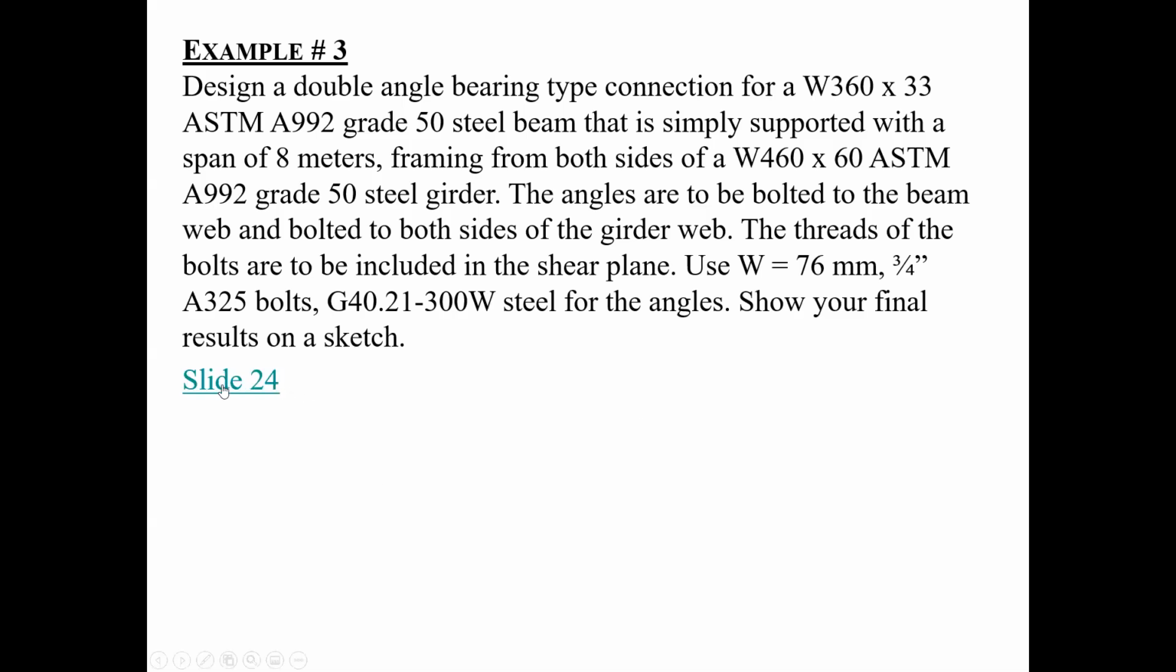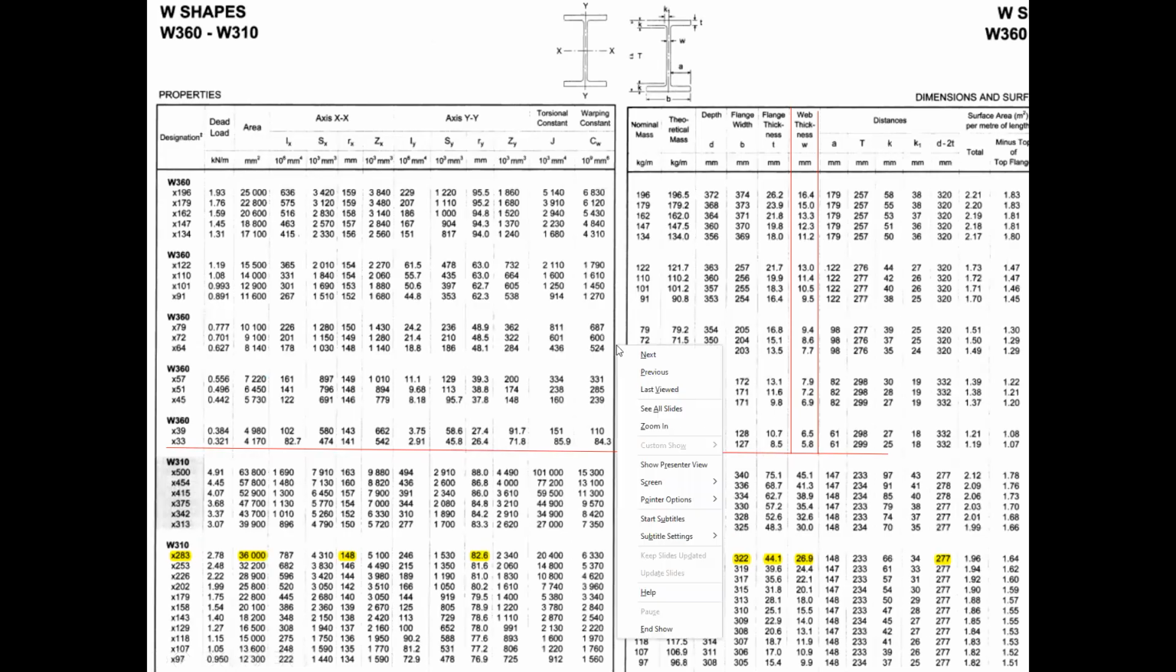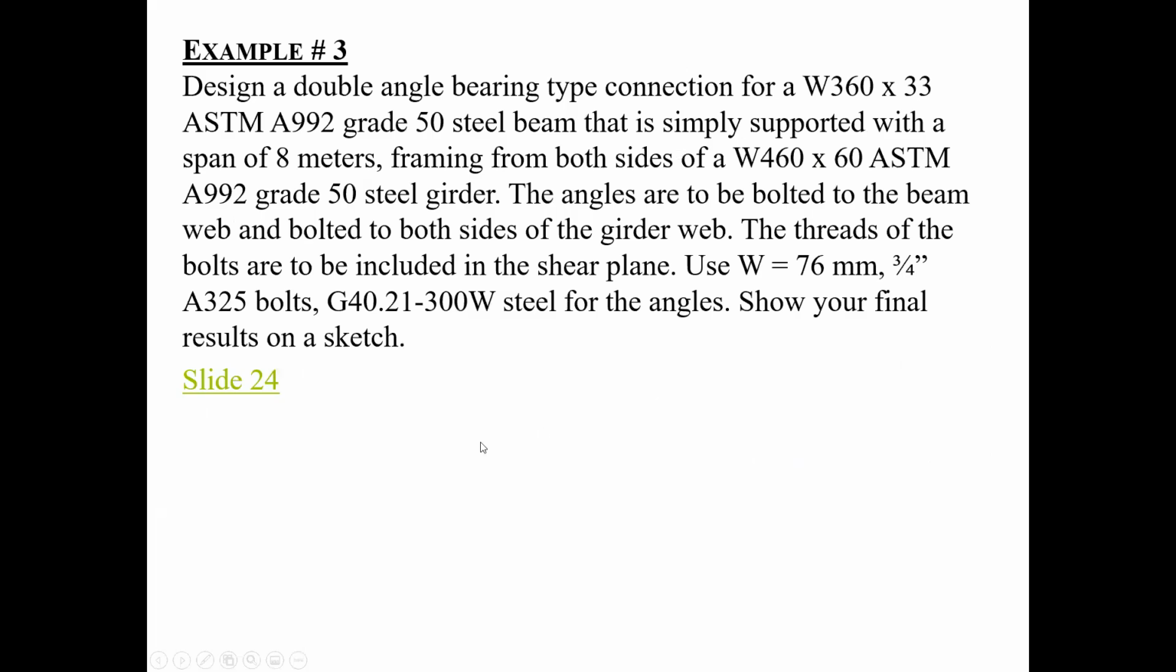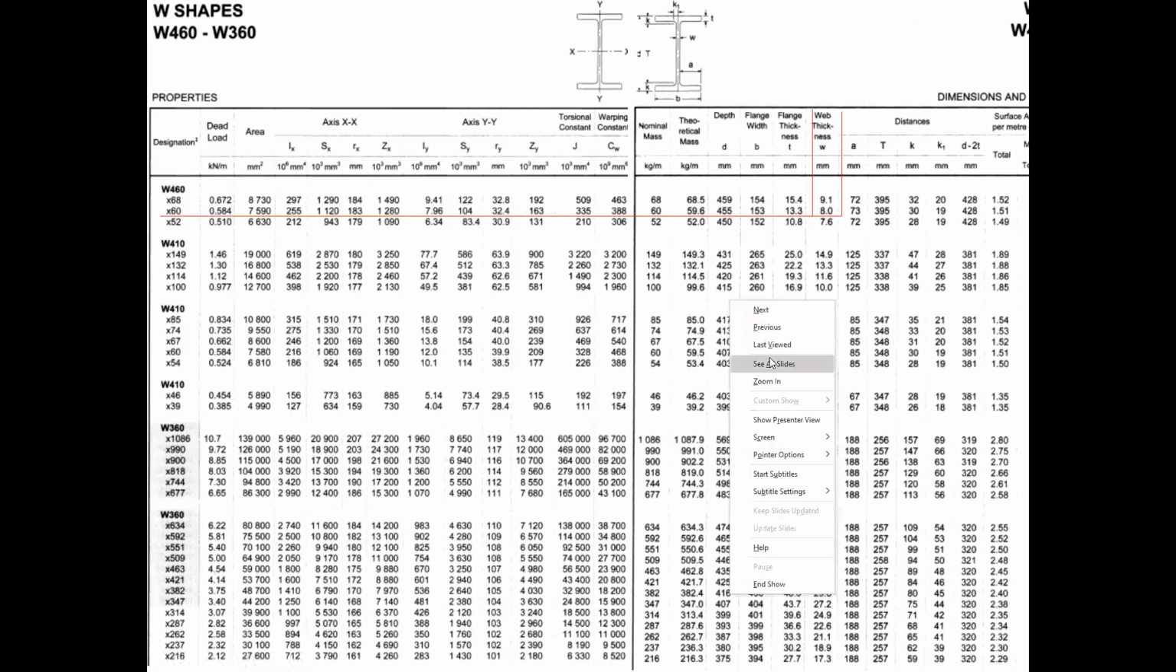So we're gonna go look for the geometry of a W360 by 33, and of course, the web thickness is 5.8, okay? That's what I need to know from here. So 5.8, and then of course I want to go find the web thickness of that girder, and therefore the web thickness of a W460 by 60, 8.8 millimeters thick. That's good to know.